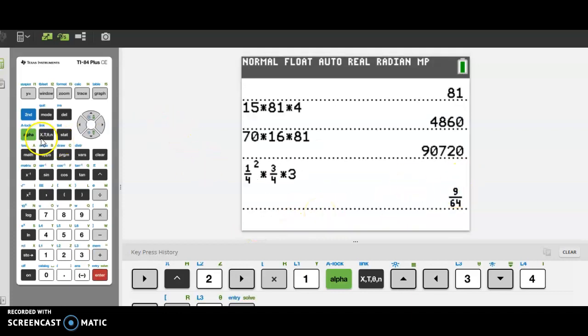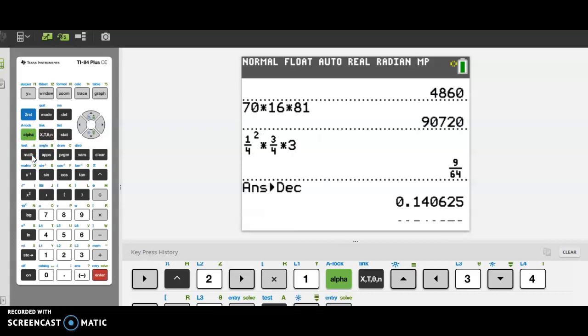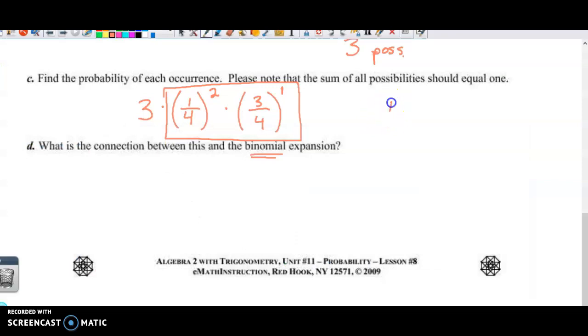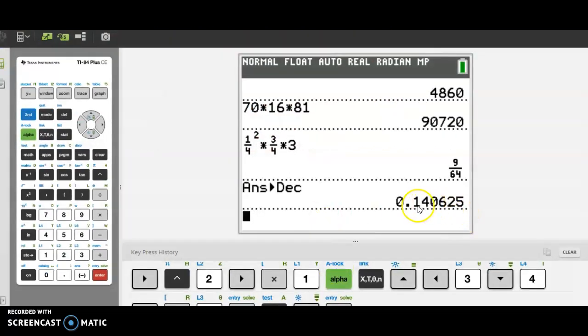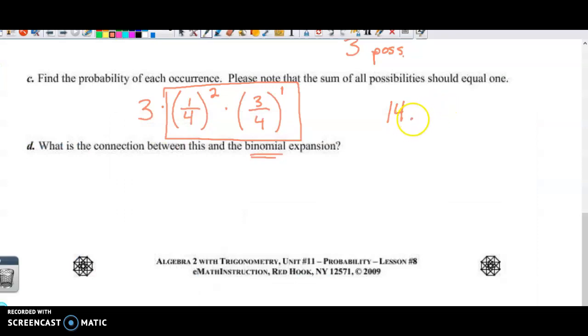So 9 out of 64, or if you change that to a decimal, about 14% chance. I like to round to 3 decimals. You guys are probably sick of hearing me say that. So 14.1% is fine. That's still rounding to 3 decimals because it's a percent.